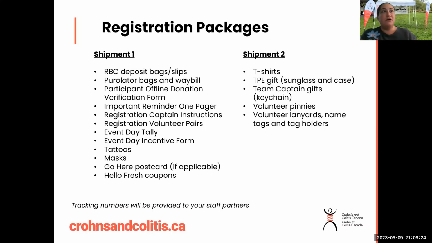The other shipment will include all the documents you will need: RBC deposit bags and slips, pre-paid bags and waybill, also tattoos, the masks, and some locations will receive Go Here postcards, and we will also send HelloFresh coupons. We are also going to include rain ponchos in some of the shipments. That's just in case you have rainy weather, you can give that to participants for free. That's totally up to you, or you can use it as a special prize. We are just going to include that as something extra.